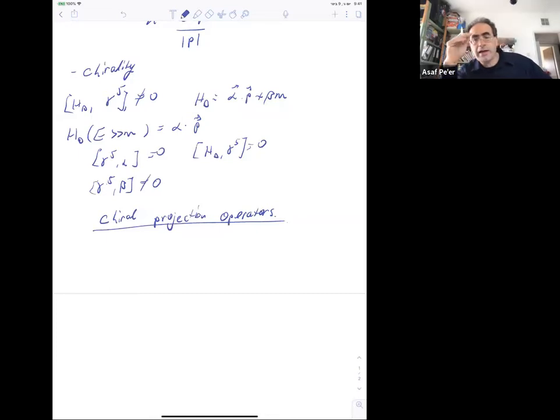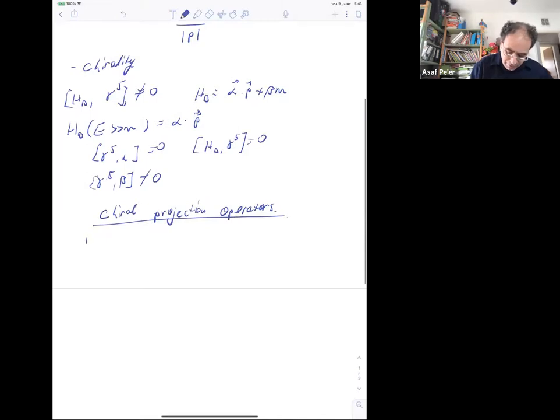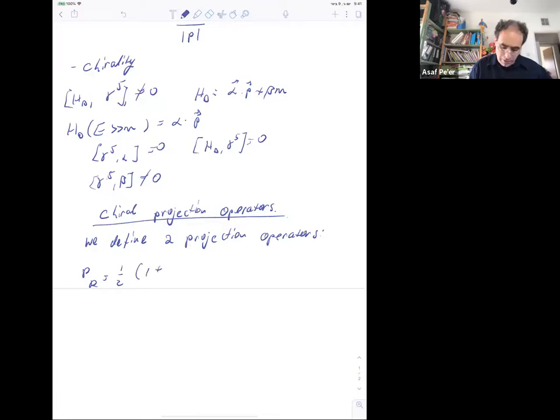Right, so basically any general spinor that we have, we can decompose it into right and left-handed components of the chiral representation using the chiral projection operators, right? P_L and P_R. So we define two operators. Right, P_R is 1/2 (1 plus gamma 5), and P_L is 1/2 (1 minus gamma 5).